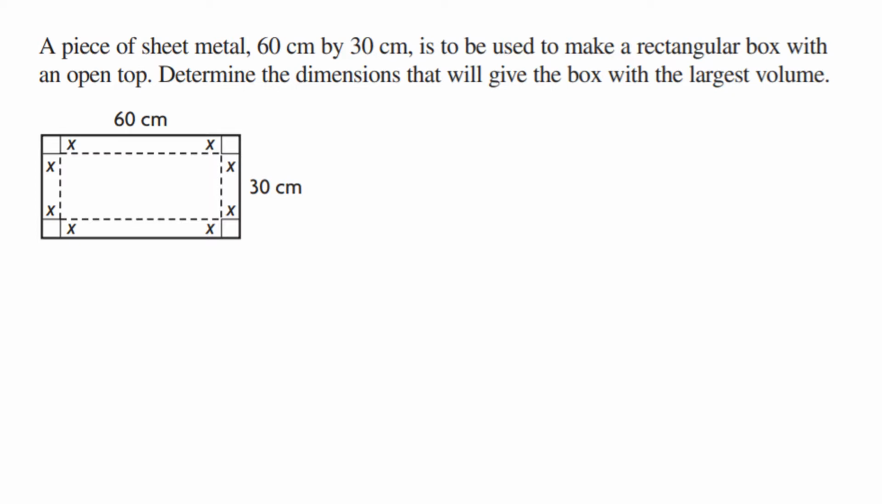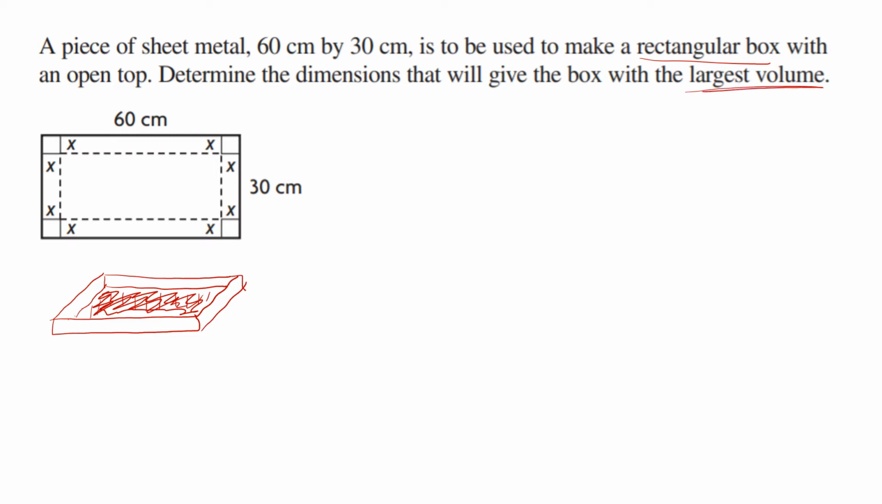A sheet of metal 60 centimeters by 30 centimeters is used to make a rectangular box with an open top. Okay, from here I know I'm dealing with a rectangular box, which I'll just draw, representing an open top. So if I have something like this, I'm going to represent that I have the bottom by filling it in, and I have the sides, but I have an open top. And it wants me to determine the dimensions that will give the box with the largest volume.